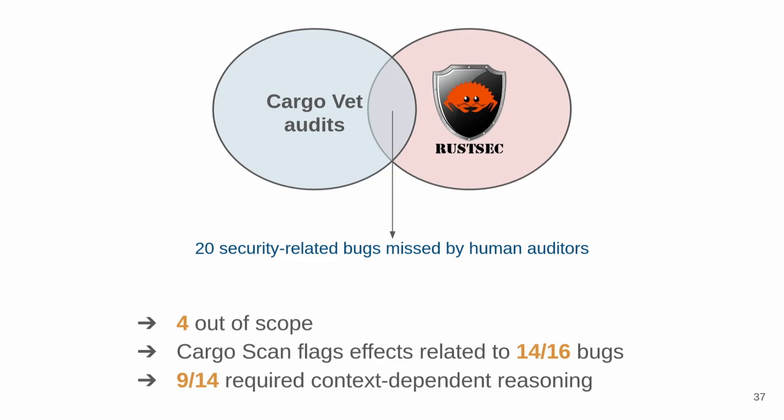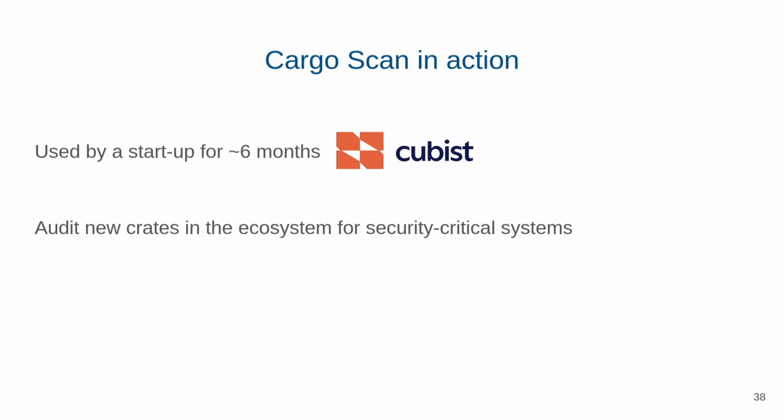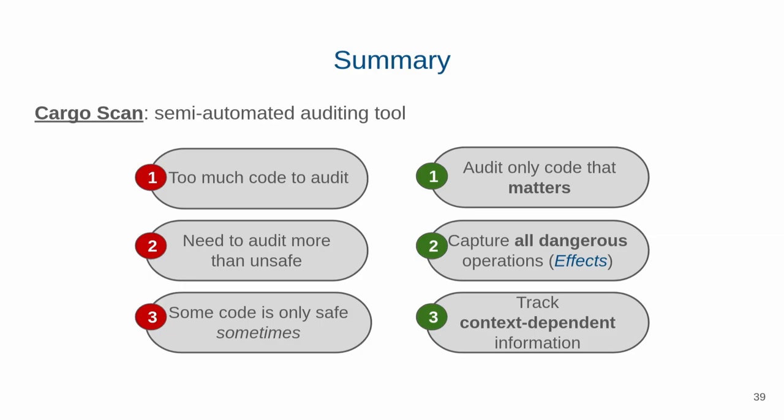So CargoScan is actually used in action for real by a startup for about 6 months to audit any new crates in the ecosystem, which is very exciting. And to conclude my talk, I introduced CargoScan, a semi-automated auditing tool to make the auditing of Rust crates more effective. Thank you.